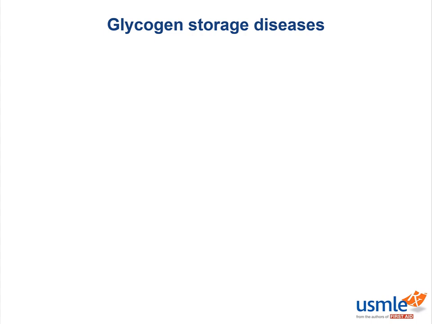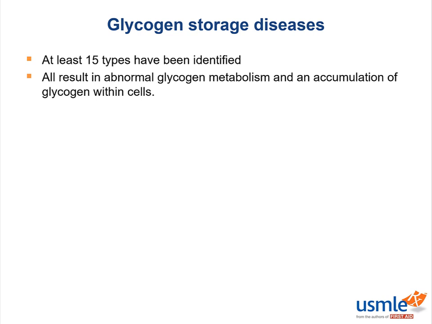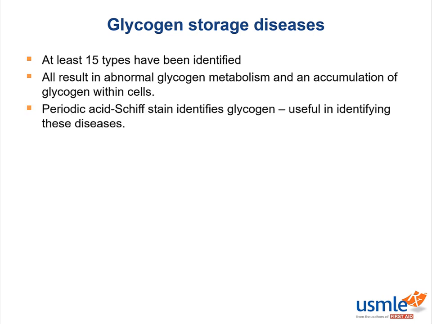Let's move on to the glycogen storage diseases. At least 15 types have been identified, and don't worry, we aren't going to talk about all 15, just the highest yield ones. All of them result in abnormal glycogen metabolism and an accumulation of glycogen within cells. Can you remember which stain is particularly good at staining glycogen? You're right if you're thinking of the periodic acid-Schiff stain. It can be really useful in identifying these diseases.